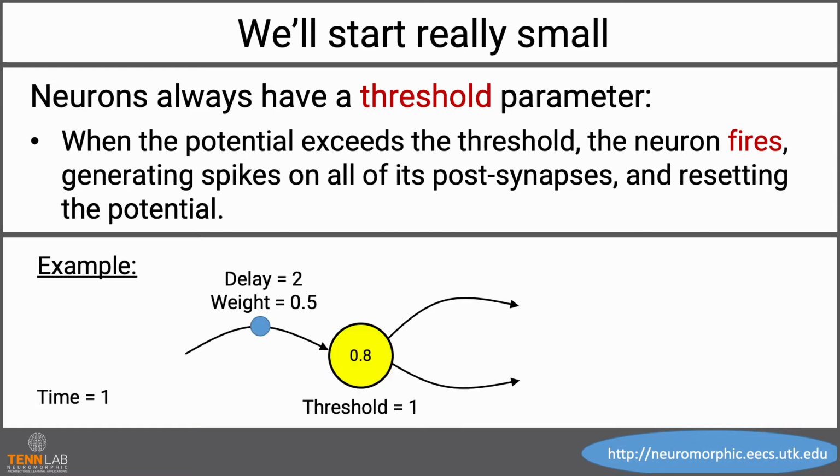So an example here, we have the same synapse coming into the same neuron, and we have another spike coming in with a weight of 0.5. When it arrives, the potential goes to 1.3, which exceeds the threshold of 1, and so the neuron fires, and spikes go out of its post-synapses.